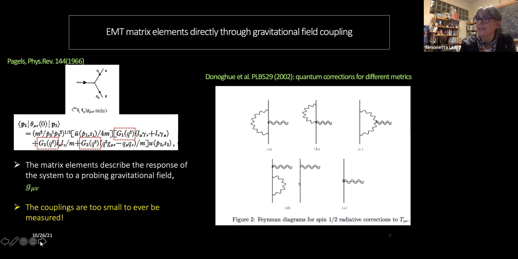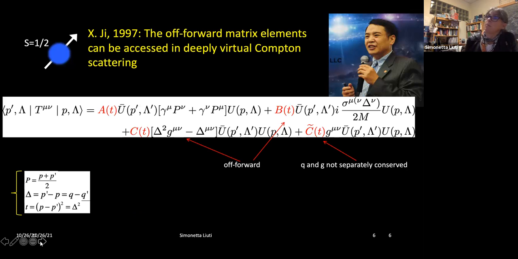But there's another way to access it, and this way was found by Xiangdong Ji in 1997, when he made this key observation that revolutionized our way of looking at this side of hadronic physics. You see the parametrization here, and it is very similar to the one originally found by Pagels. Plus, we know here that this is now the interacting field theory of quarks, and there is also going to be a quark and a gluon term, which are not separately conserved.